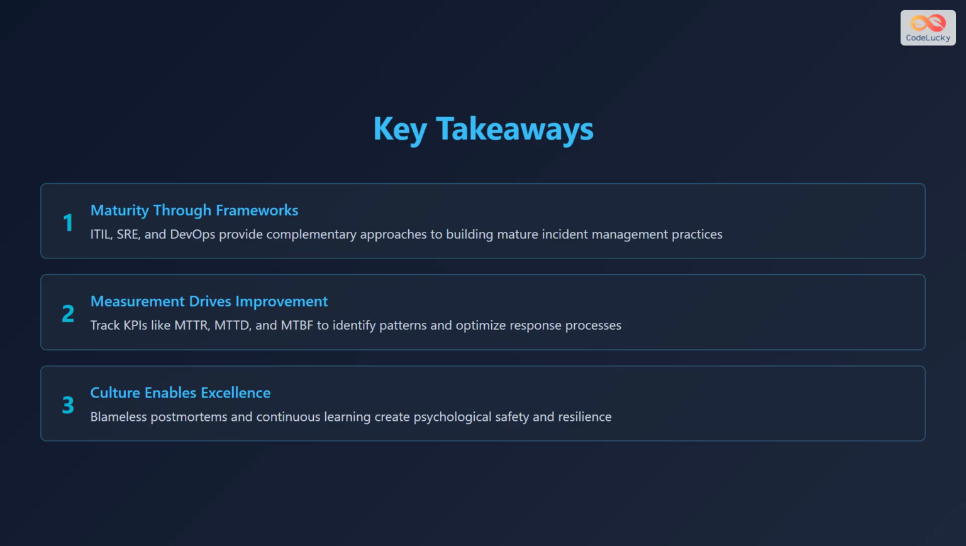Third, culture enables excellence. Blameless postmortems and continuous learning create psychological safety where teams can openly discuss problems. This safety enables organizations to build more resilient and reliable systems. By combining these 3 elements, you build incident management practices that deliver real business value.